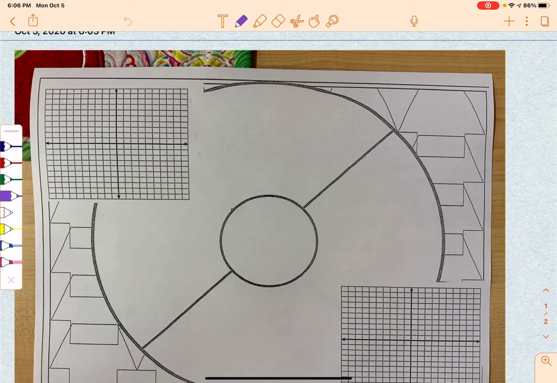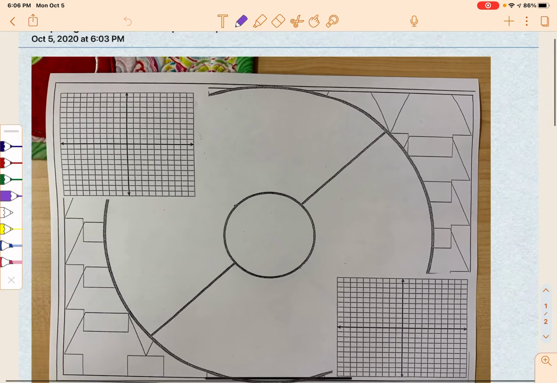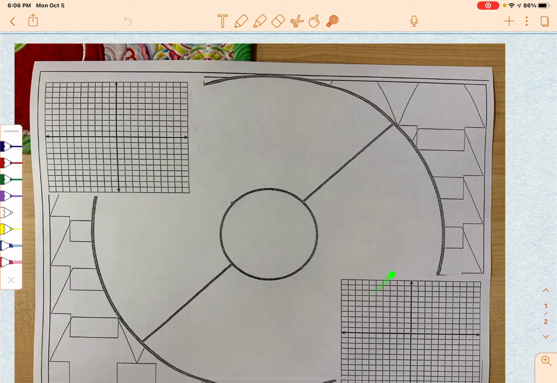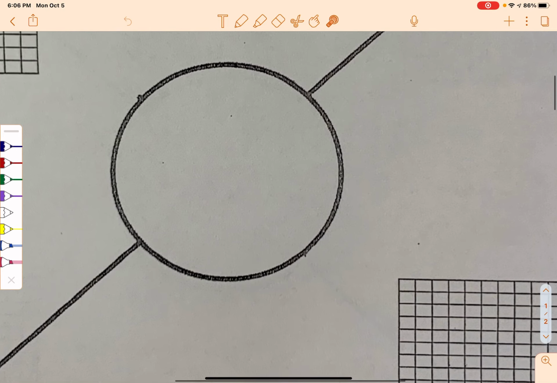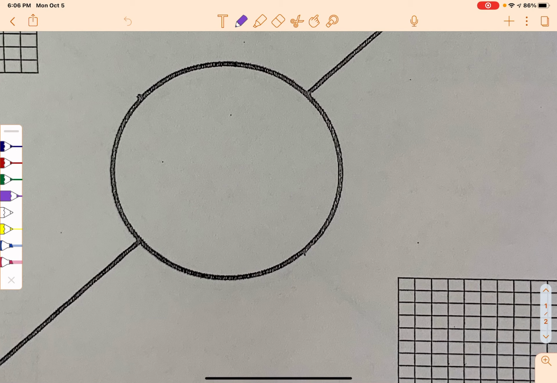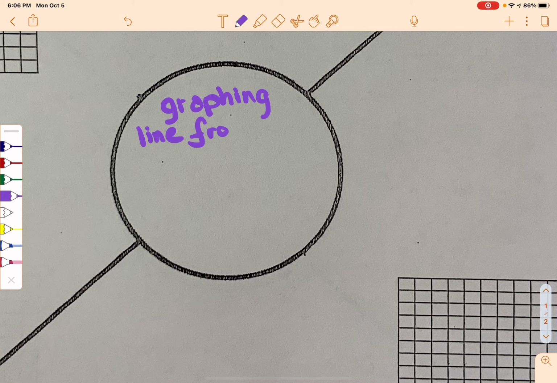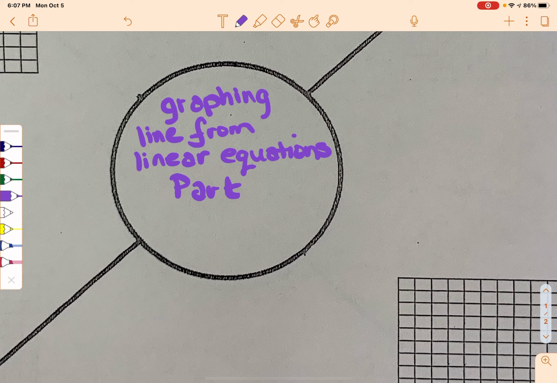Hi guys, today we're going to continue graphing our lines. So you can see I'm using another one of those graphic organizers that has the graphs on it. So I'm going to start in the center here. So we're going to do graphing lines from linear equations. Last time was part 1, so now this is going to be part 2.